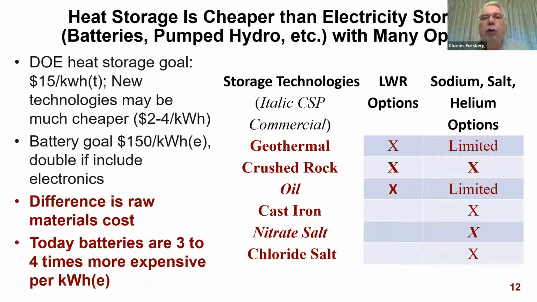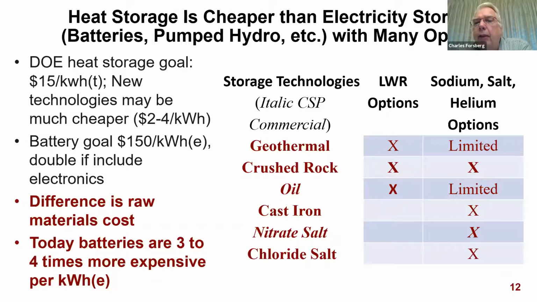Now, it turns out that heat storage is relatively cheap, and there are many, many options. The DOE heat storage goal is $15 a kilowatt hour, but new technologies may reduce this to $2 to $4 a kilowatt hour. The electric battery storage goal is $150 a kilowatt hour, and you double that if you include electronics. And the difference is the raw material costs. On the table at the right, we show different storage technologies that could be used with light water reactors or more advanced sodium, salt, and helium-cooled reactors.